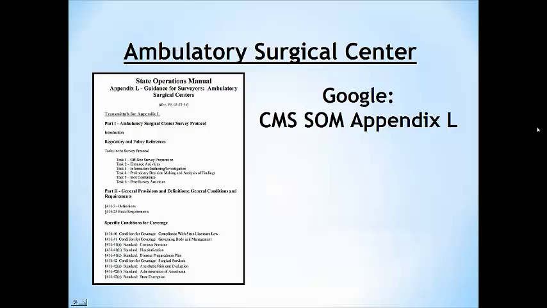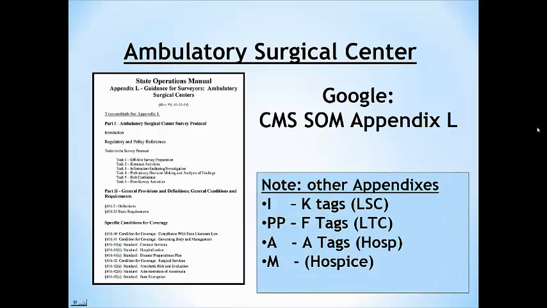There's a similar one of these appendixes in the SOM for the other tags. So if you want to look at K tags, for instance, Google CMS SOM Appendix I. That'll tell you the K tags and the Life Safety Code and what those are. Or if you are a long-term care skilled nursing facility, Appendix PP contains all of the F tags, the healthcare tags. The A tags are the healthcare tags in a hospital, and the M tags are in a hospice, and there's Q tags and V tags. There's the alphabet soup of tags that CMS has, and they're all appendixes in the State Operations Manual.